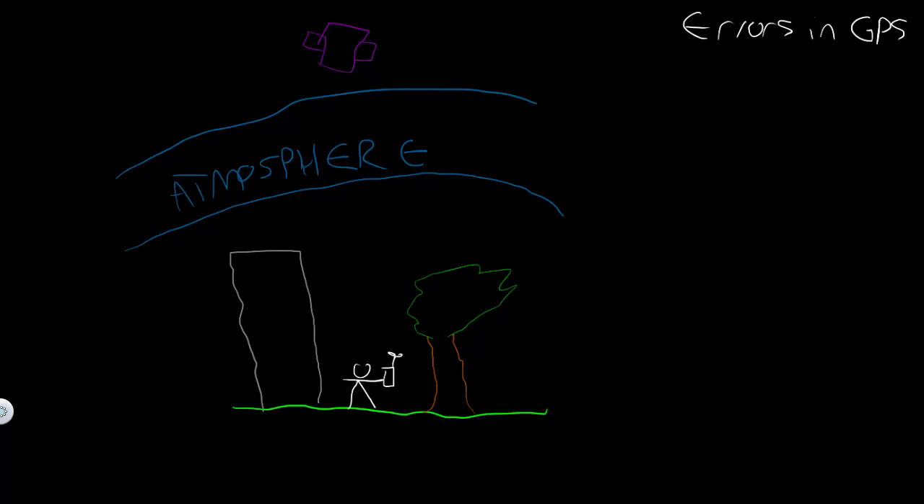What if the satellite is actually here, and I'm going to do this in a slightly different color so you can hopefully see just a little bit different. So what if the satellite is actually here, but when it broadcasts the signal, it says that it's actually here? This is the wrong position. So the first type of error that can happen is where the satellite actually sends the wrong position. And we call this an ephemeris error.